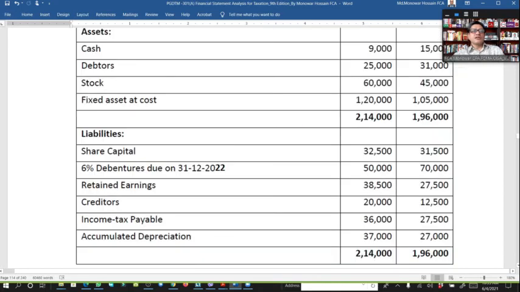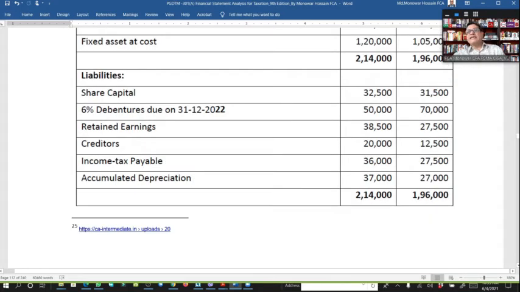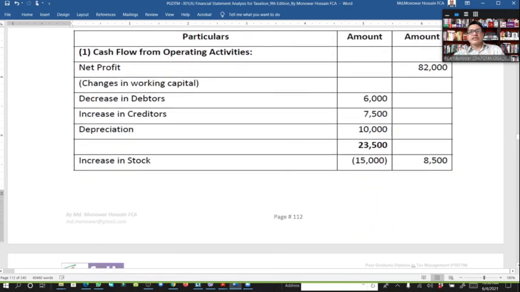The issue of share capital. Look here, the balance of share capital in the year 19 was 31,500, but share capital in the year 2020 is 32,500. So the difference is 1,000. That means 1,000 of shares were issued within the year 2020 by taking the money. It is the positive thing. And for the 6% debenture, here 70,000 was the balance in 19, but 50,000 in the year 20. So 20,000 debenture redemption, that means we paid the amount. So it is a minus.